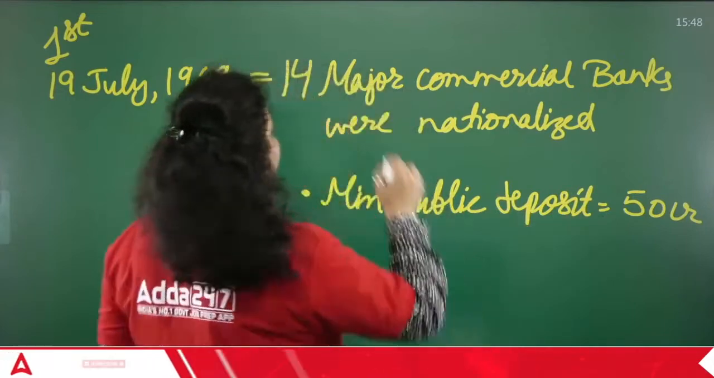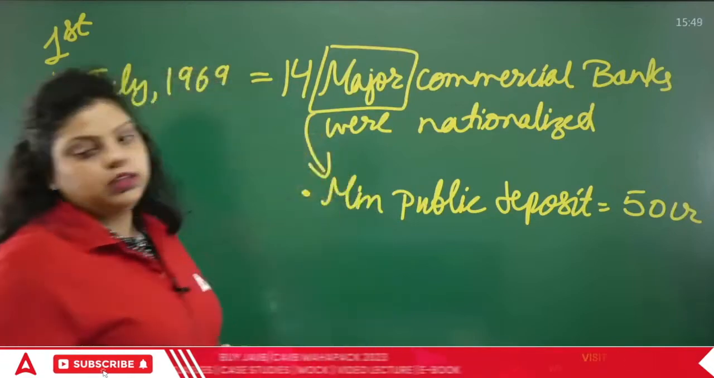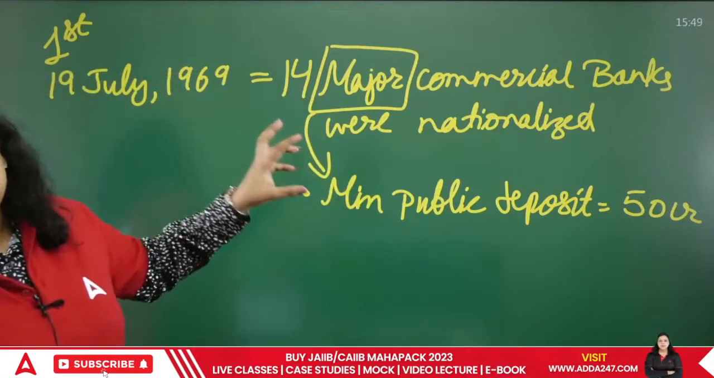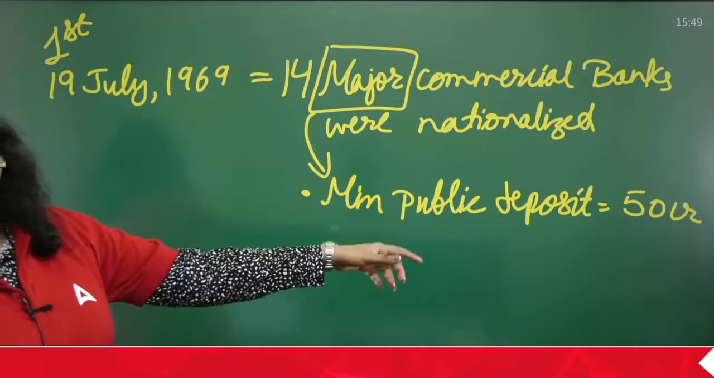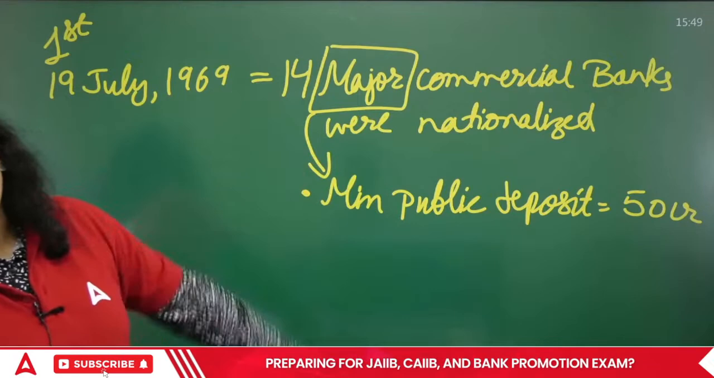You can see the major word we have used. Major means on what condition? On the basis of the public deposit. So banks in India with a minimum of 50 crore deposit or more were only 14, and that's why only 14 banks were nationalized.